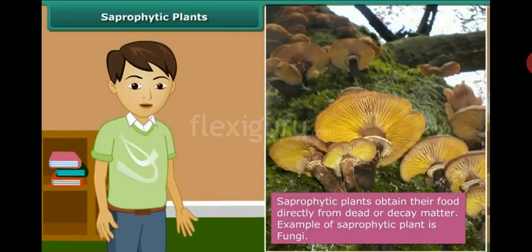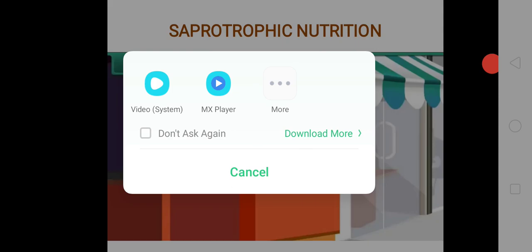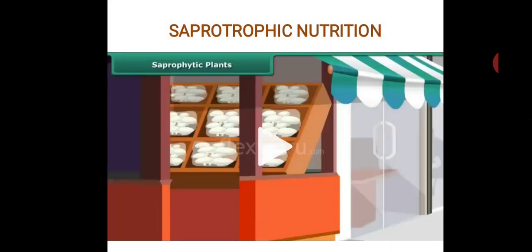To get their nutrients from dead and decaying matter, they secrete digestive juice and convert it into a solution. This mode of nutrition, in which organisms take in nutrients in solution from dead and decaying matter, is called saprotrophic nutrition, and organisms which use this kind of mode of nutrition are called saprotrophs. Thus, we can say that fungi are saprotrophs. So you may be clear about saprotrophic mode of nutrition in saprophytes.